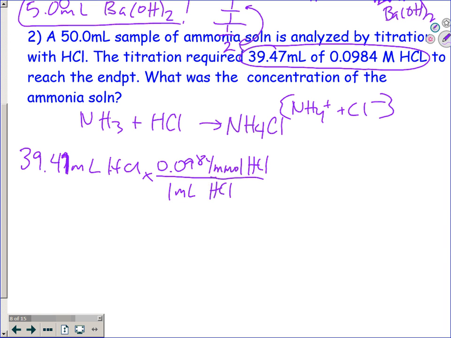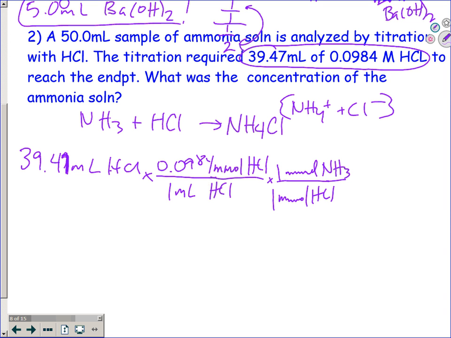And then what? Mole ratio, which is a 1-to-1, right? So 1 millimole of HCl for every 1 millimole of NH3. Okay, you get a point for this step on the AP exam. By showing the molar ratio, you get a point. So don't neglect that, okay?